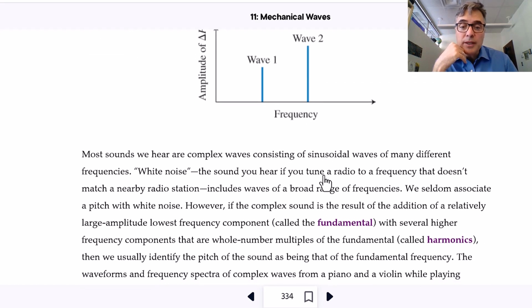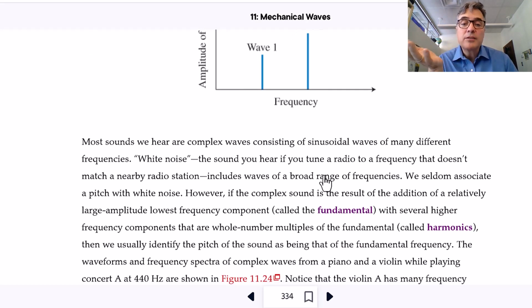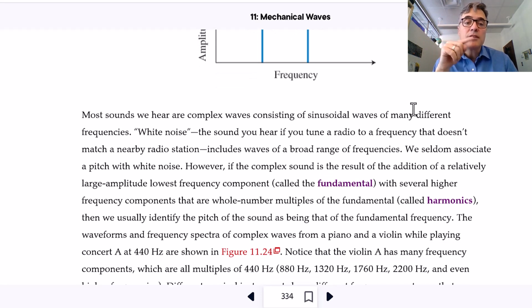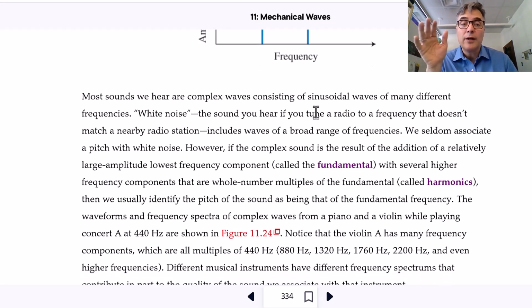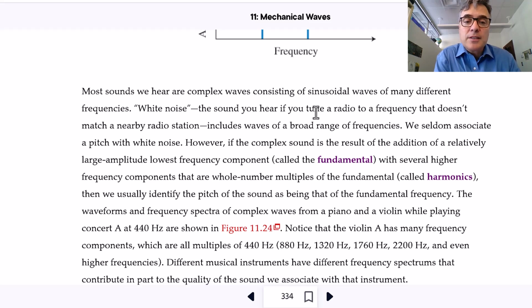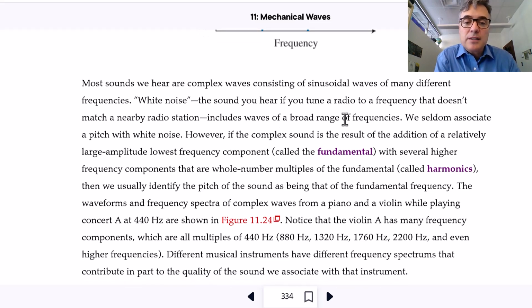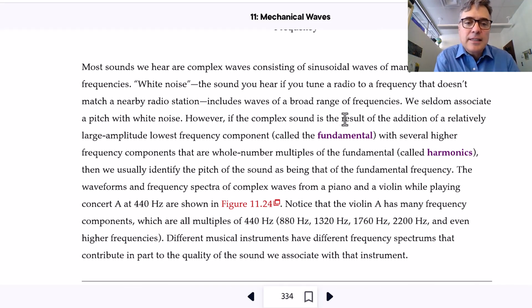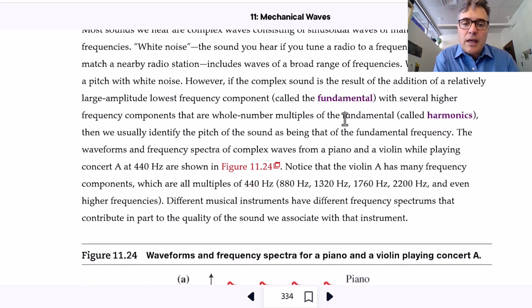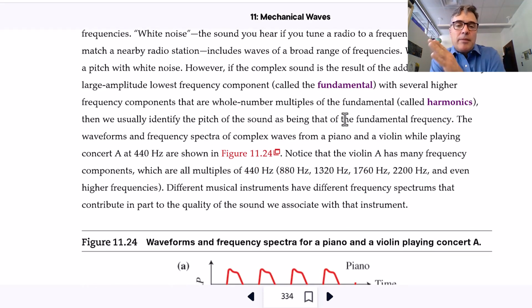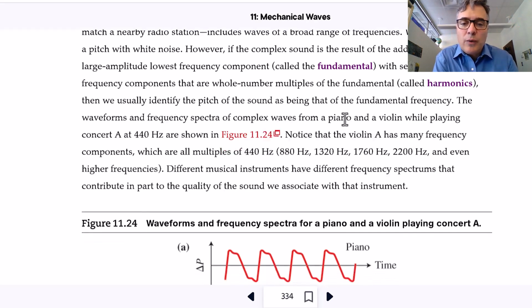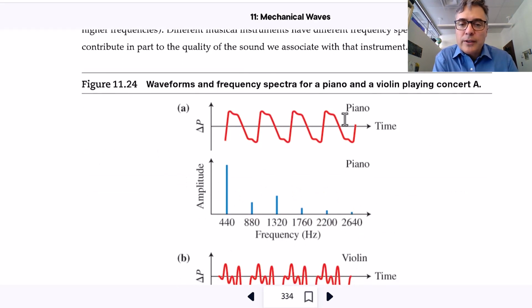So most sounds we hear are complex waves consisting of sinusoidal waves of many different frequencies and amplitudes. In fact, white noise, which sounds like this, is a mix of all the different frequencies of sine waves. And when you hear that all together, it sounds like that hissing noise. It's similar to light. When you add up a bunch of different frequencies of light, that's when we see white light. So that's why it's called white noise.